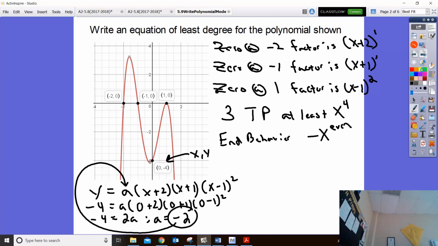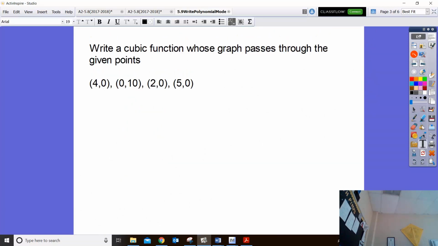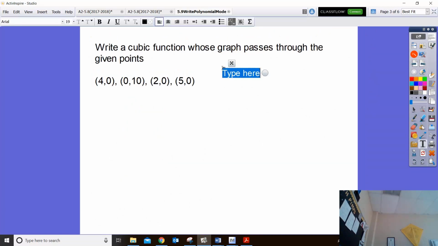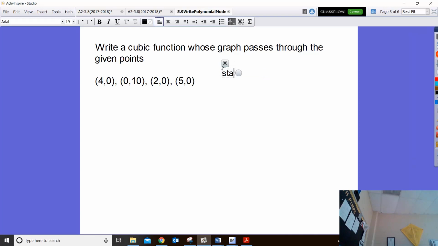I'll write out how we're going to do this ahead of time. What we're going to do is press the Stat button on your calculator, and Edit is highlighted. So we're going to press Enter. We're going to enter the X's into list 1, the Y's into list 2.